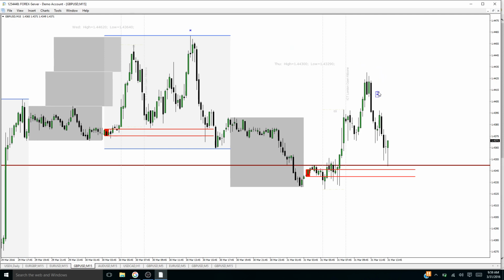So our reference points are here and here. There's where liquidity is, and obviously the high that was formed early in part of the day.